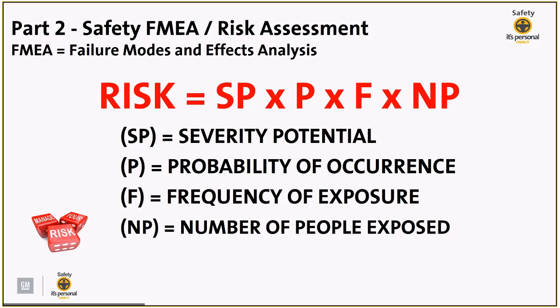So we're just looking here at the definition once again of safety FMEA. Nothing has changed there. So we're saying risk equals severity potential multiplied by probability of occurrence, multiplied by frequency of exposure, multiplied by the number of people exposed.